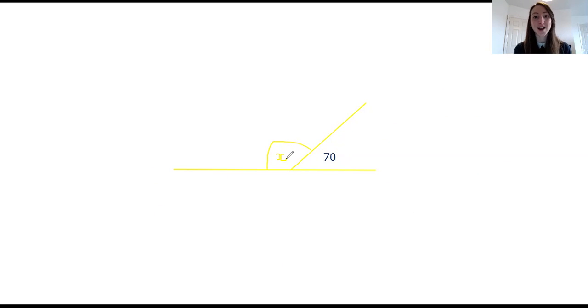Well, angles in a straight line must equal 180, okay? So they've got to add up to 180 degrees. Therefore, I know that X plus 70 needs to equal 180 because it's a straight line. Therefore, X is going to equal 110. And that is how I get this value here. So my X would be 110, okay? So far we've covered alternate angles, corresponding angles, and co-interior or allied angles. And now we've just looked at straight lines, and angles on a straight line add up to 180 degrees.